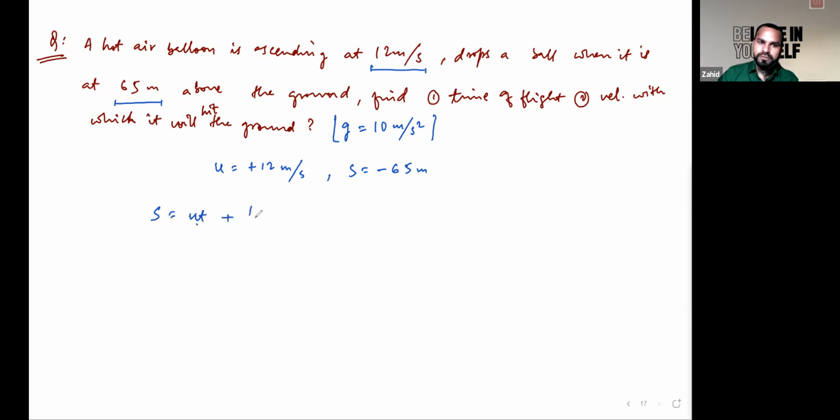Using the second equation of motion, S is equal to ut plus half at squared. S is minus 65, u is 12 into t, a is gravity, which is minus 10, times t squared over 2, into 5. Move all terms towards the left. So it will be 5t squared minus 12t minus 65 is equal to 0.